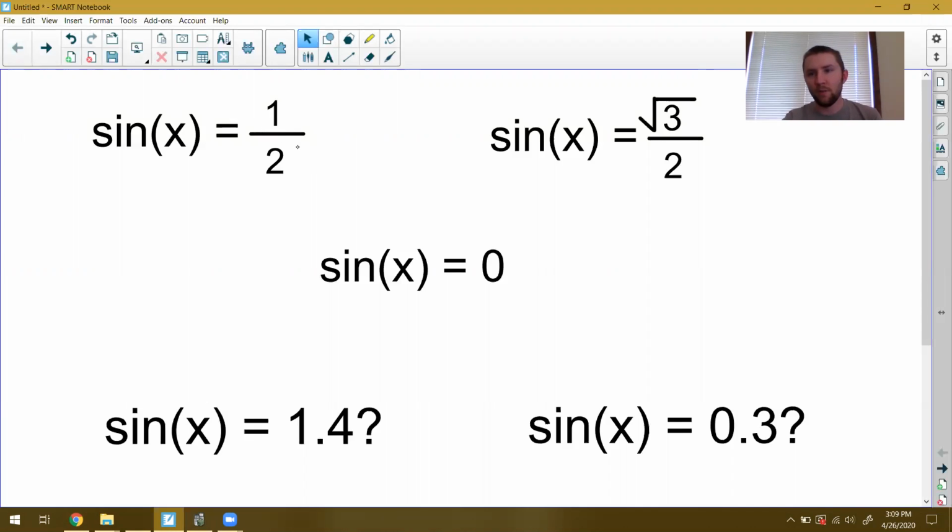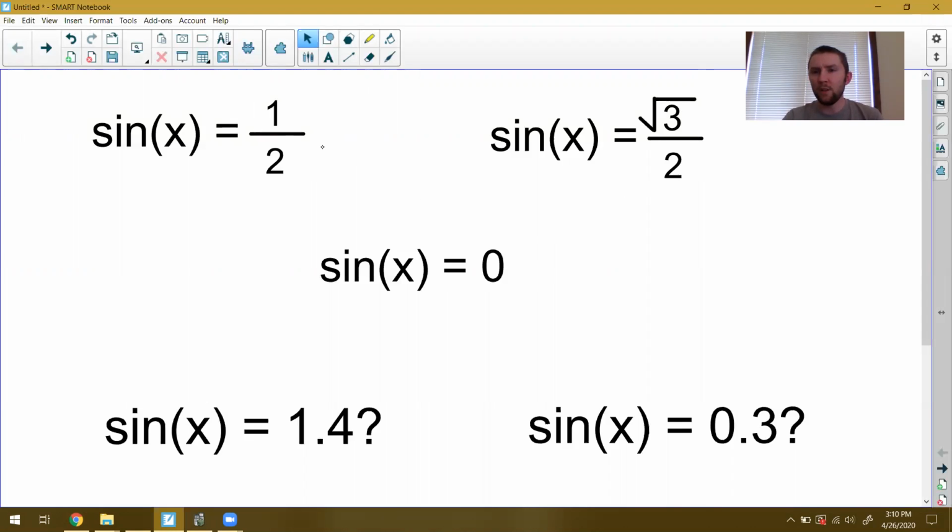We can look on our unit circle and find where the sine of x is equal to a half. Same thing with sine of x equals radical 3/2. We can look on our unit circle and figure out where the sine of x is radical 3/2. We can do the same with sine of x equals 0, right? Or cosine for any of these.